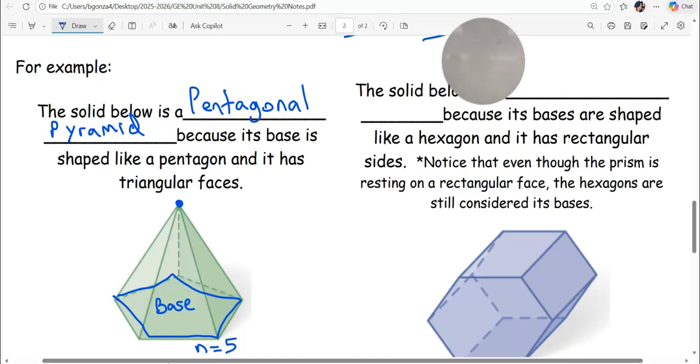Do it. Again, you can't just write the word pyramid. That's just the last name. It's like if I called you by your last name only. So it's pentagonal pyramid.